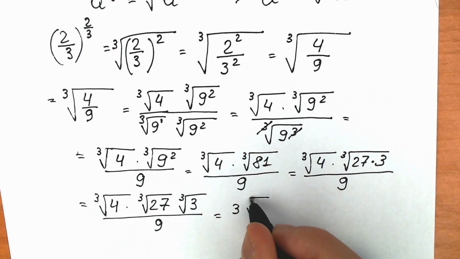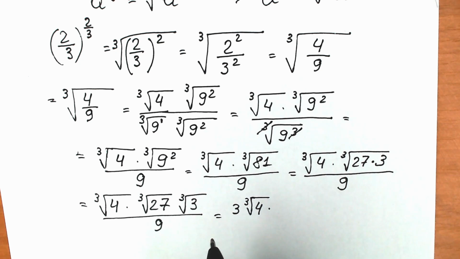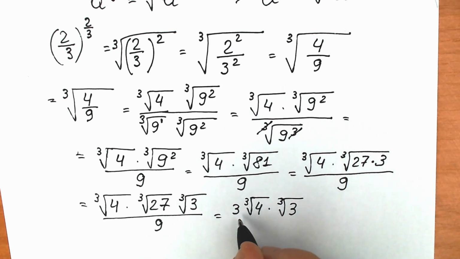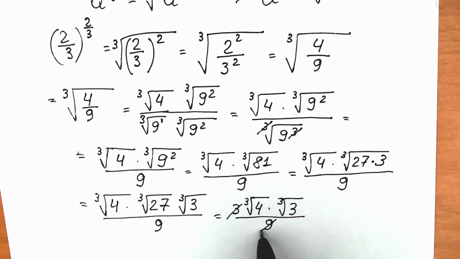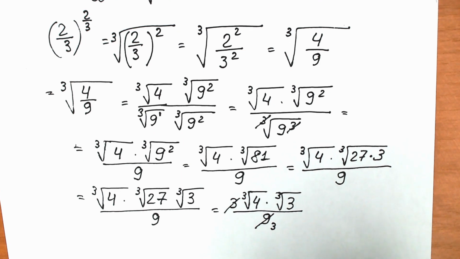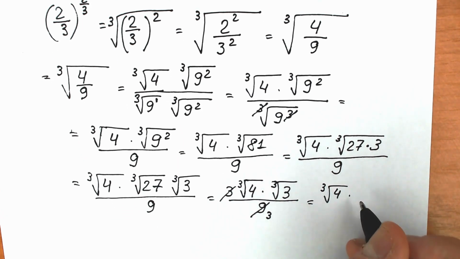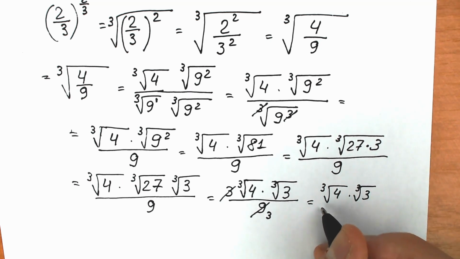So cube root of 4 times cube root of 3, and we divide it by 9. But one really interesting moment, this 3 we can easily cancel with this 9, so as a result we have 3 in our denominator. So let's do this. So we have cube root of 4 times cube root of 3, and we divide it by 3.